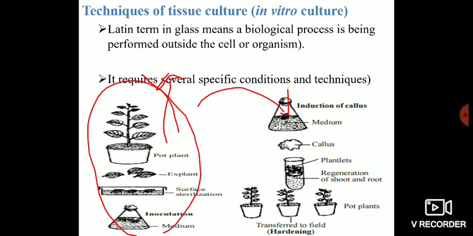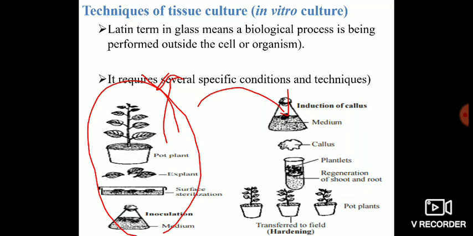Tissue culture is also known as in vitro culture because in tissue culture we culture the plant cells, tissues, and organs in vitro. In vitro means in test tube, in glass tubes, outside the organism. You are taking a plant part, a cell, a tissue from a plant, and you are allowing this plant cell or tissue or organ to grow in a test tube. This is the meaning of in vitro culture. The Latin term in vitro means in glass. You are allowing a biological process to perform outside the cell or outside the organism.